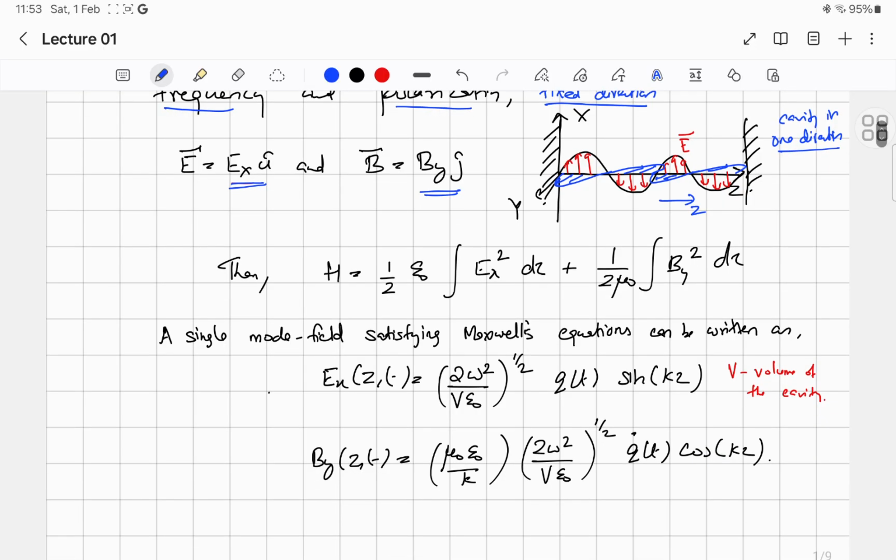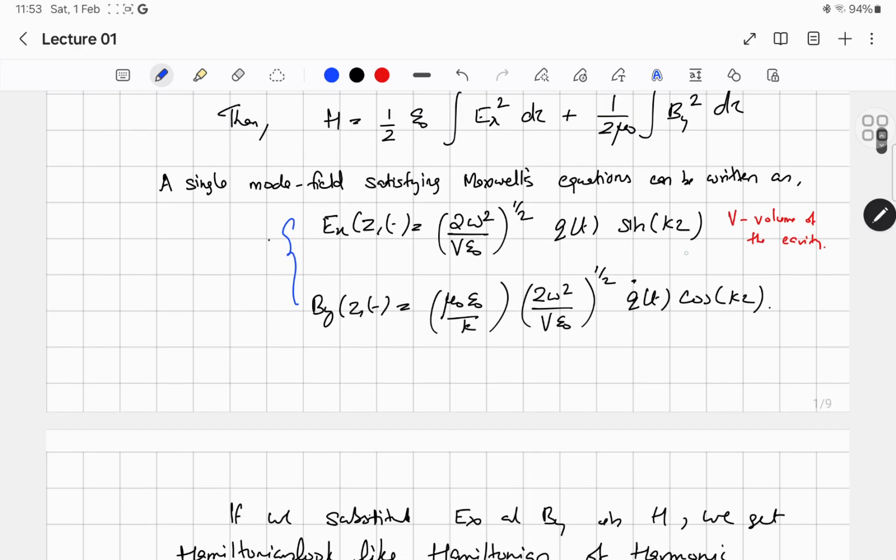Now, what will be the expressions for E_x and B_y? The expressions for E_x and B_y we have briefly discussed in the last lecture, so if you go through it, I have already found the expressions, and the same thing I have used here. So this E_x(z,t) I can write as (2 omega squared by epsilon 0 V) all raised to the power half, times q(t) sin(kz), and similarly B_y is this. Note that this is an electromagnetic wave confined within the cavity, so it has to satisfy the boundary conditions. So the electric field and magnetic field will satisfy the boundary conditions, and I can write these as equation number 4 and equation number 5.